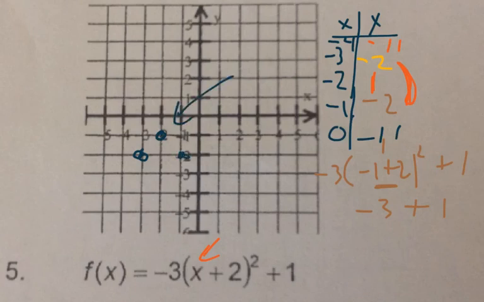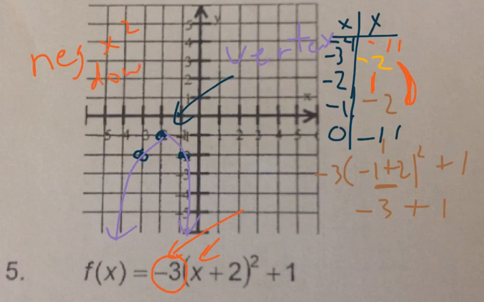So this right here, guys, is what we call our vertex. That's the point of the parabola. And my graph is just simply going to go down like that. Now, why did the graph go down, guys? Because in front of the x squared is a negative 3. Remember, a negative x squared goes down. A positive x squared would have gone up like this. Okay?